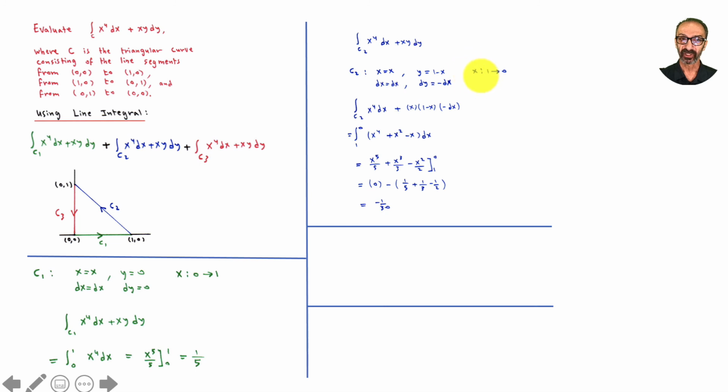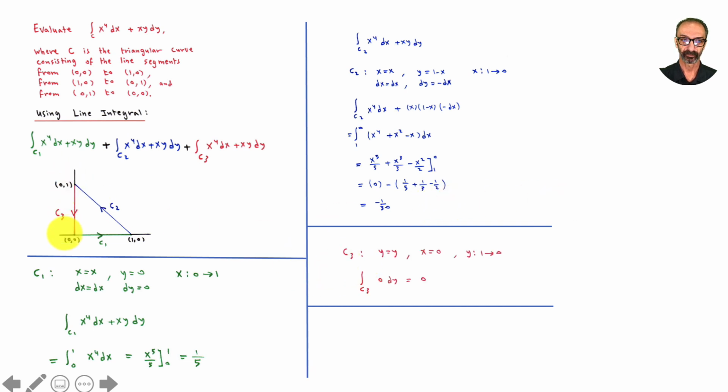So I'm going to change everything to x. dx, dx, everything will be dx. dy has to change. dy will be negative dx, right there. Instead of y, we're going to write 1 minus x. You could see that right there. Keep x, because that's my parameter. Keep x and dx, that's my parameter. Do the math, I end up with -1/30.